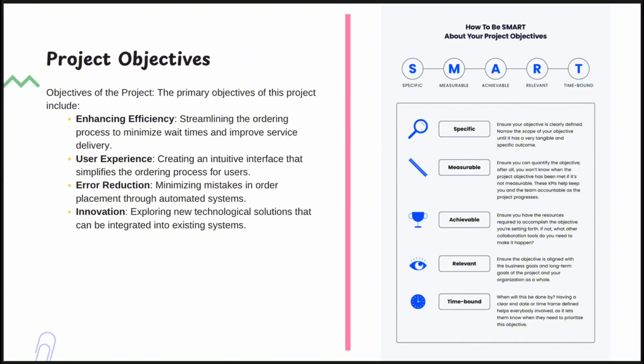The third one is reducing the errors that are usually made by humans, so we are minimizing mistakes in order placement through an automated system. Number four is innovation, by exploring new technological solutions that can be integrated into existing systems.